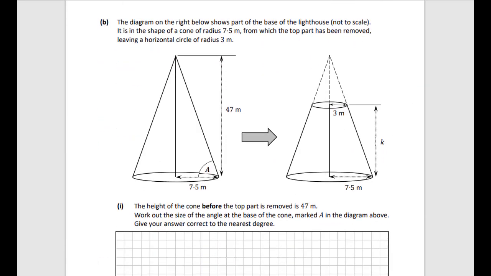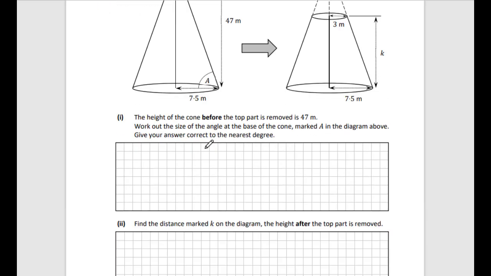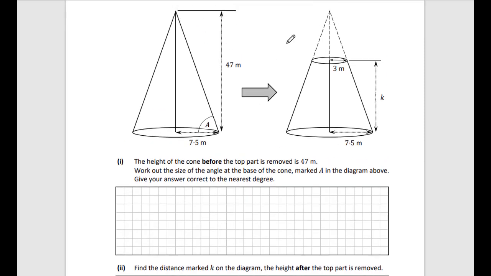Next one. The diagram on the right below shows part of the base of the lighthouse, not to scale. It is in the shape of a cone of radius 7.5 meters, from which the top part has been removed, leaving a horizontal circle of radius 3 meters. Okay, so the height of the cone before the top is removed is 47 meters, so that's this distance here. Work out the size of the angle at the base of the cone marked A in the diagram above. Give your answer correct to the nearest degree.